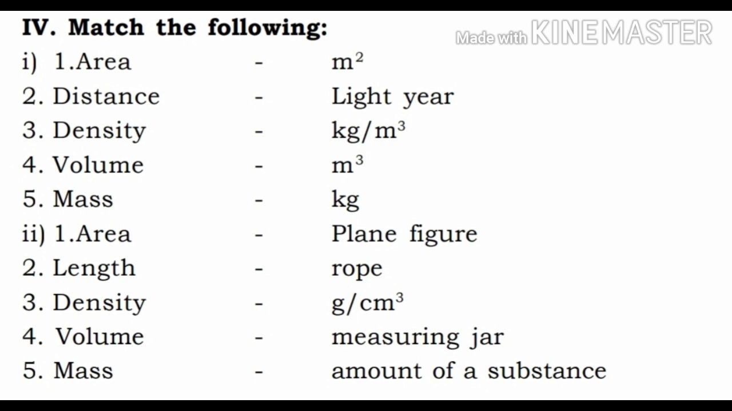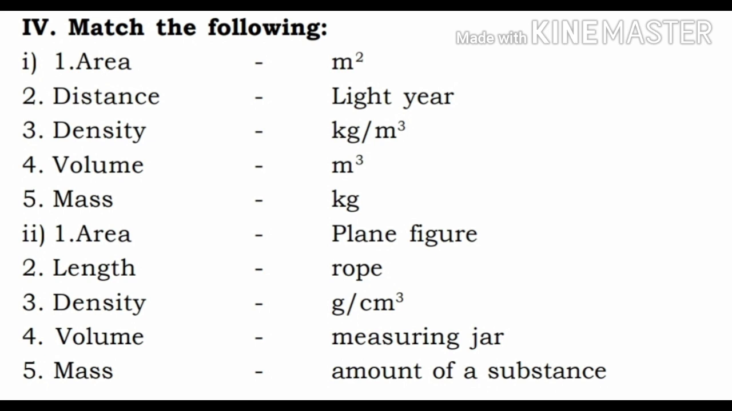Light year. Distance in deep space is measured using light year. Third one, density. Unit of density is kilogram per meter cube. Fourth one, volume. Unit of volume is meter cube. Unit of volume you can say either as meter cube or cubic meter. Then fifth one, mass. The unit of mass is kilogram.